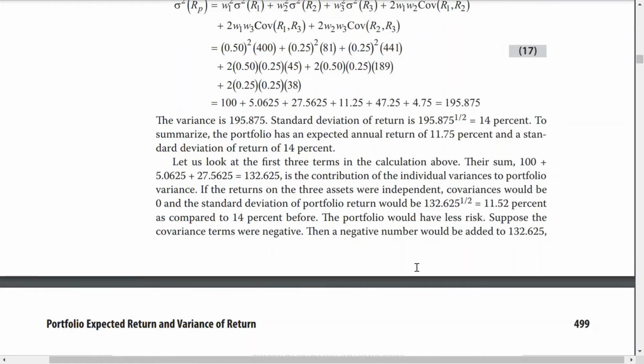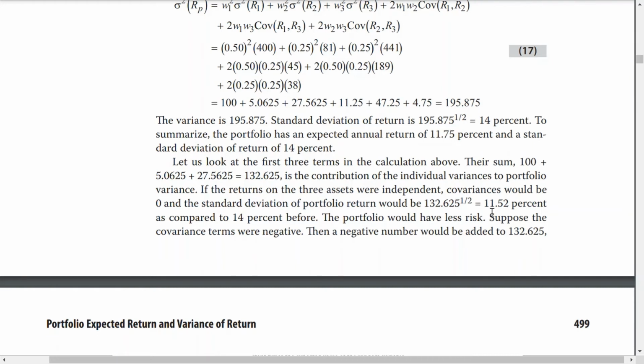Standard deviation is 14%. To summarize, the portfolio has an expected annual return of 11.75% and a standard deviation of returns of 14%. Let us look at the first 3 terms of the calculations above. Their sum, 100 plus 5.0625 plus 27.5625, is equal to this. These are the contributions of the individual variances to portfolio variance of a return on 3 assets where independent covariance would be 0, and the standard deviation of portfolio returns would be 11.52% as compared to 14% below.